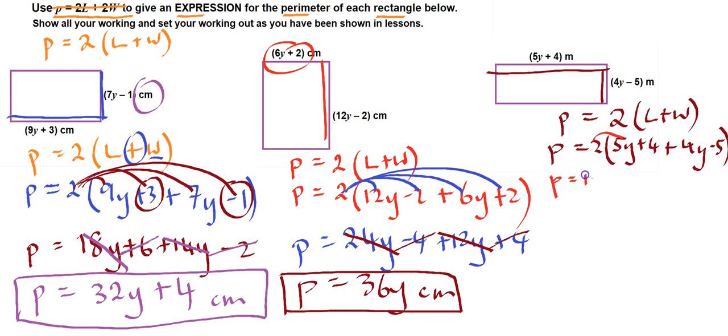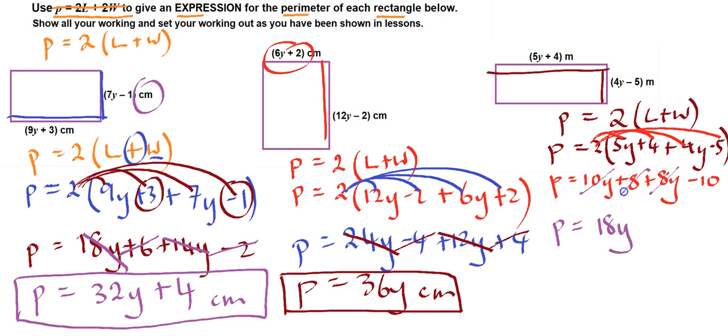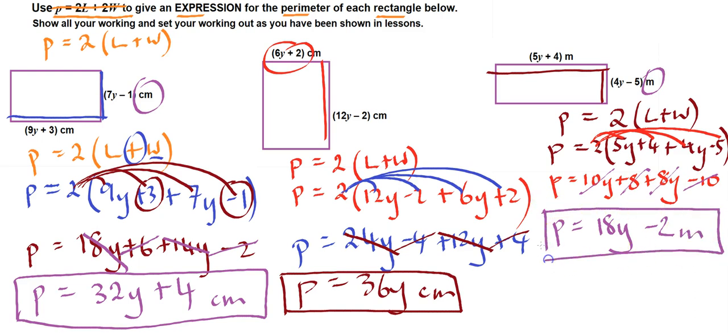So that'll be 10y. 2 times 4 is positive 8. 2 times positive 4y is positive 8y. And 2 times minus 5 is minus 10. And so the final line, we're just collecting like terms to simplify. 10y plus 8y, so that's 18y. 8 minus 10 is minus 2. We're talking meters. And so that's our final expression.